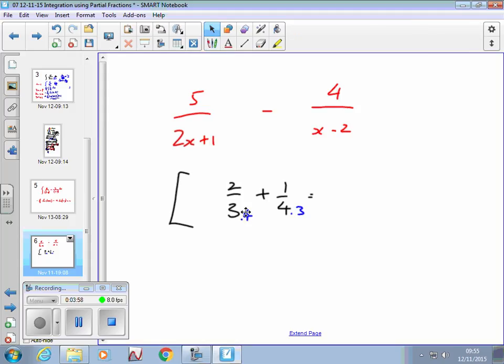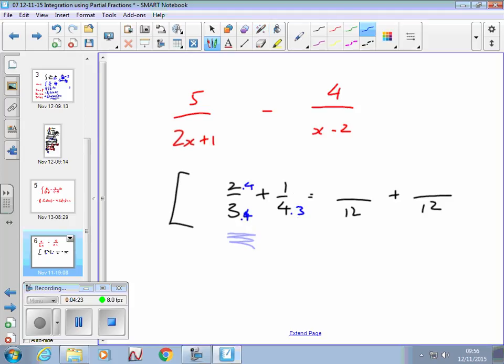And I end up with something over 12 plus something over 12. But I can't just decide I'm going to times this by 4, can I? And times that by 3. If I'm going to times that by 4, what must I do as well? Times the top by 4, okay? I've got to times that by 4 as well, and that by 3. 2 4s are 8. 3 1s are 3. What's the answer?